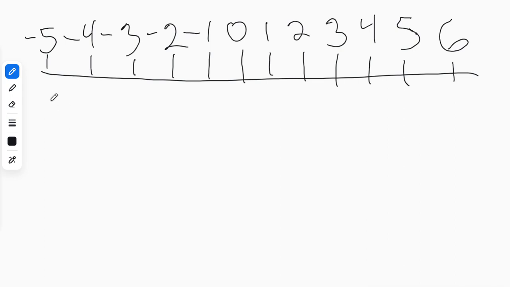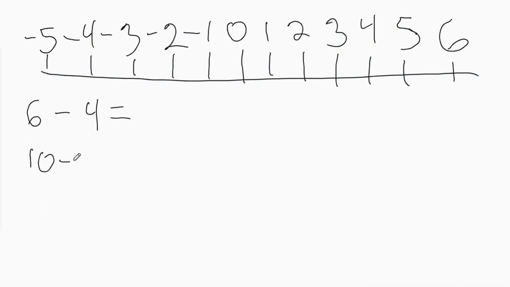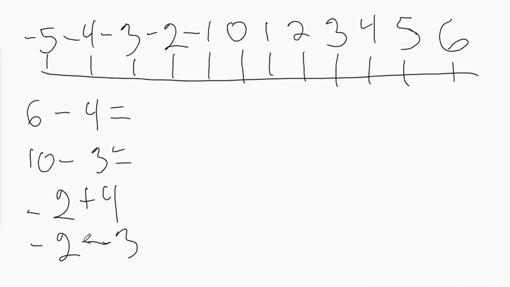Now, I'm going to give you a couple of problems here. We're going to have 6 minus 4, 10 minus 3, and then we're going to get a little bit interesting and do negative 2 plus 4 and negative 2 minus negative 3, or negative 2 minus 3 would be a better way to go about it. This way we stay on track.